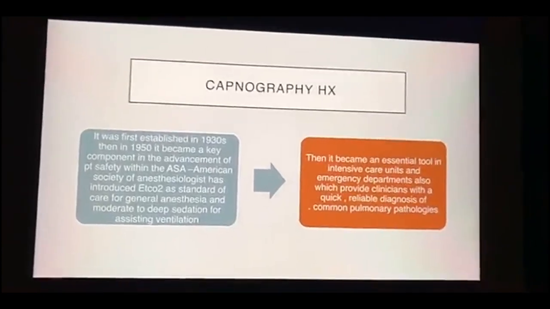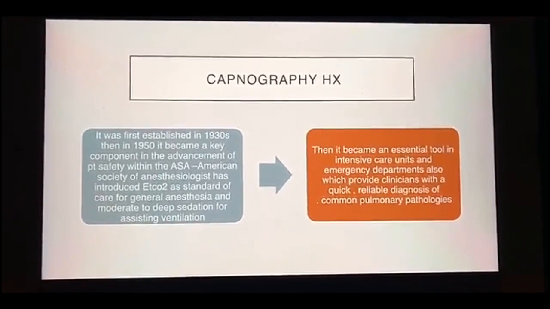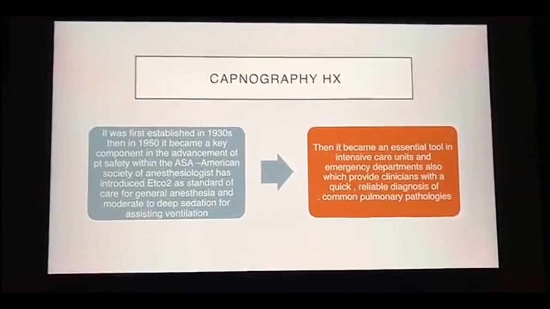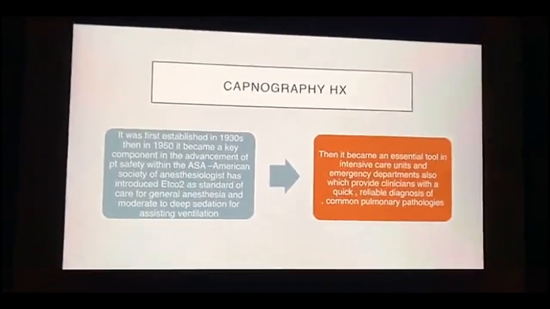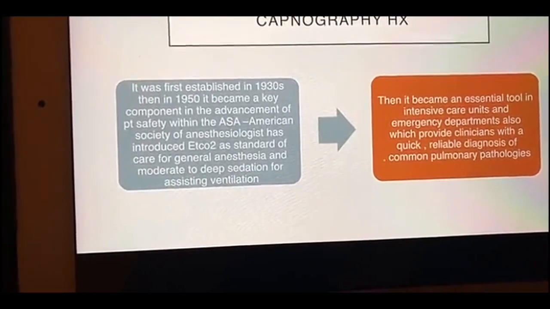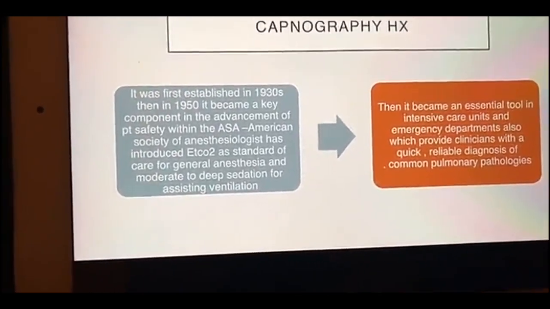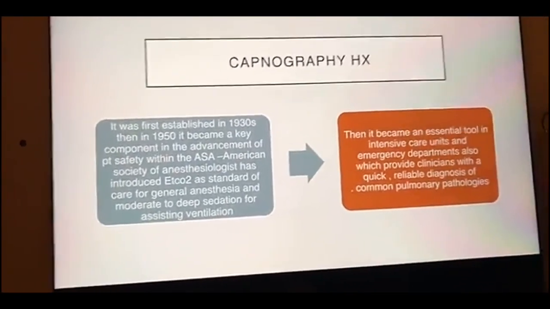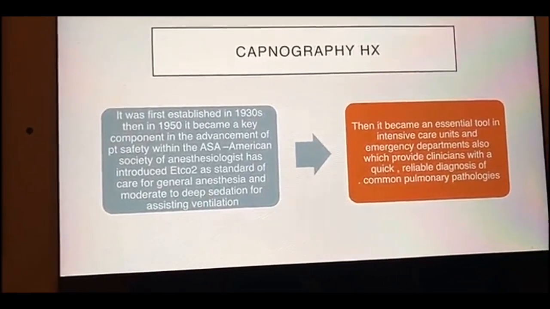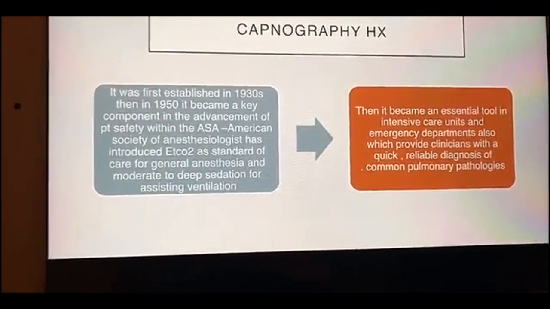Now the history of capnography. It was first established in the 1930s. Then in 1950 it became a key component in the advancement of patient safety within the American Society of Anesthesiologists. They introduced the end-tidal CO2 use as a standard of care for general anesthesia and moderate to deep sedation for assisting the ventilation. So mainly the use of capnography in the past was restricted only for general anesthesia and deep to moderate sedation for assisting the ventilation status of the patient.